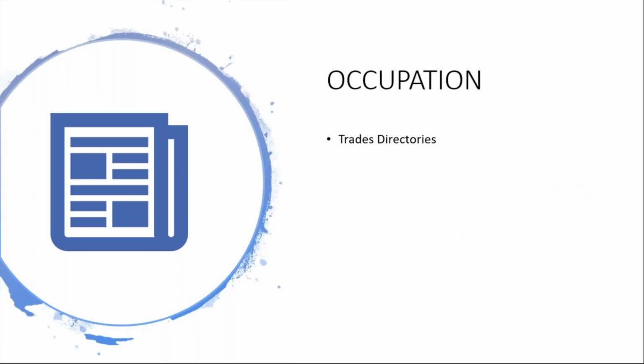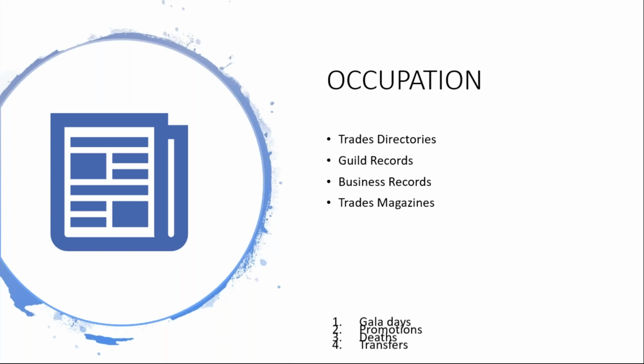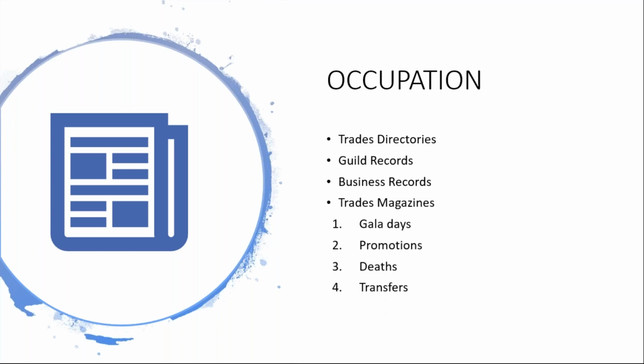So for occupations, we'd be looking at trades directories. We'd be looking at guild records, business records, trades magazines. Trades magazines are a great resource. And from there, you can get information about gala days, for instance.